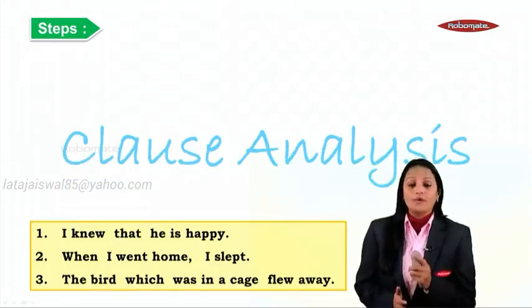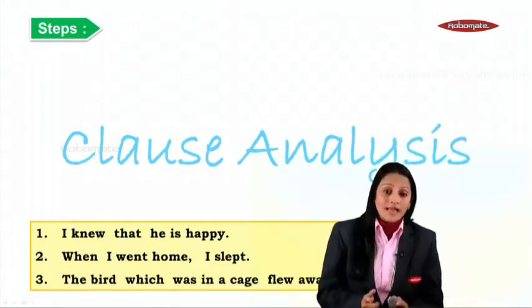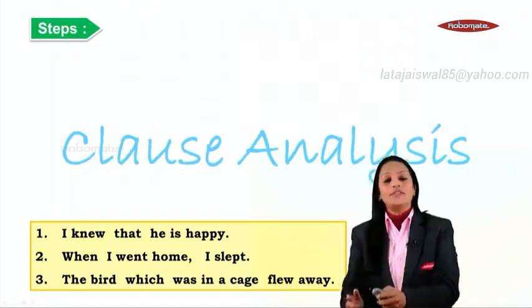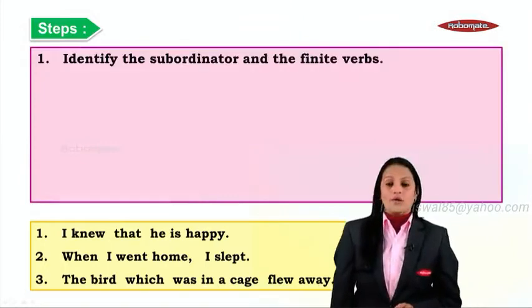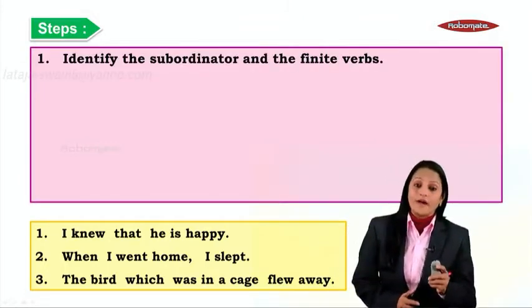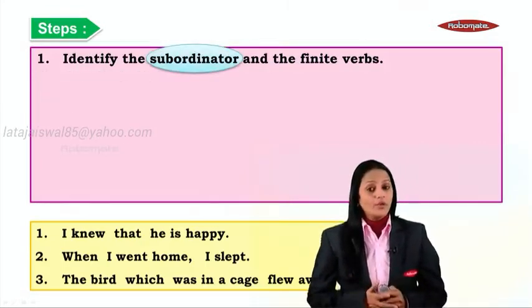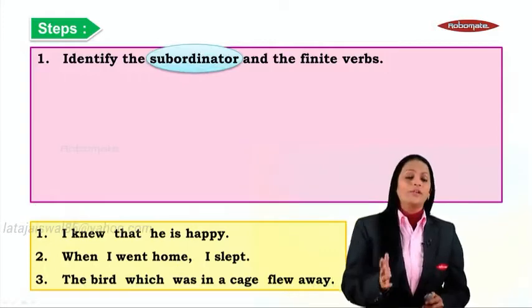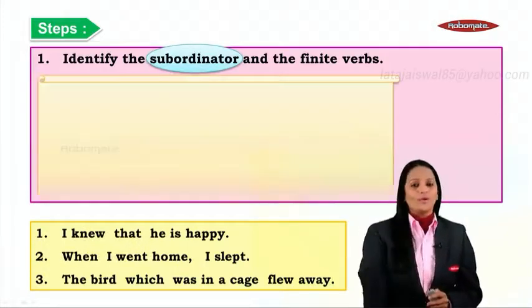But before that, we are going to take these three sentences here. We shall understand the steps and solve these three sentences with the help of the steps. Let's go on. The first thing: identify the subordinator and the finite verbs. Subordinator, students, how do we do that? Simple. We are going to give you a list and also a code to remember that list.